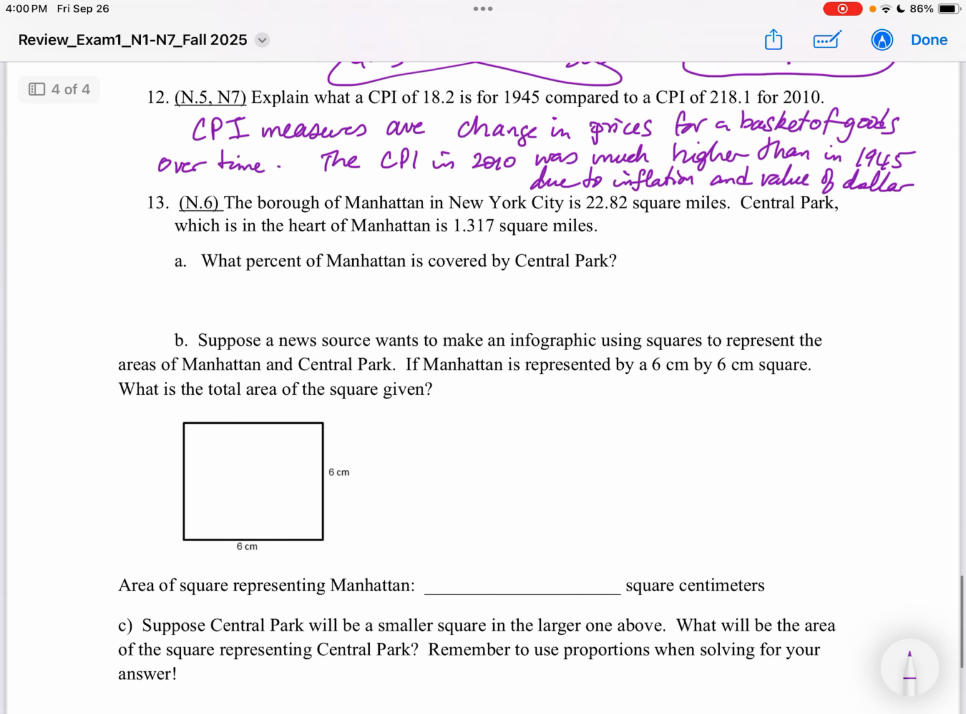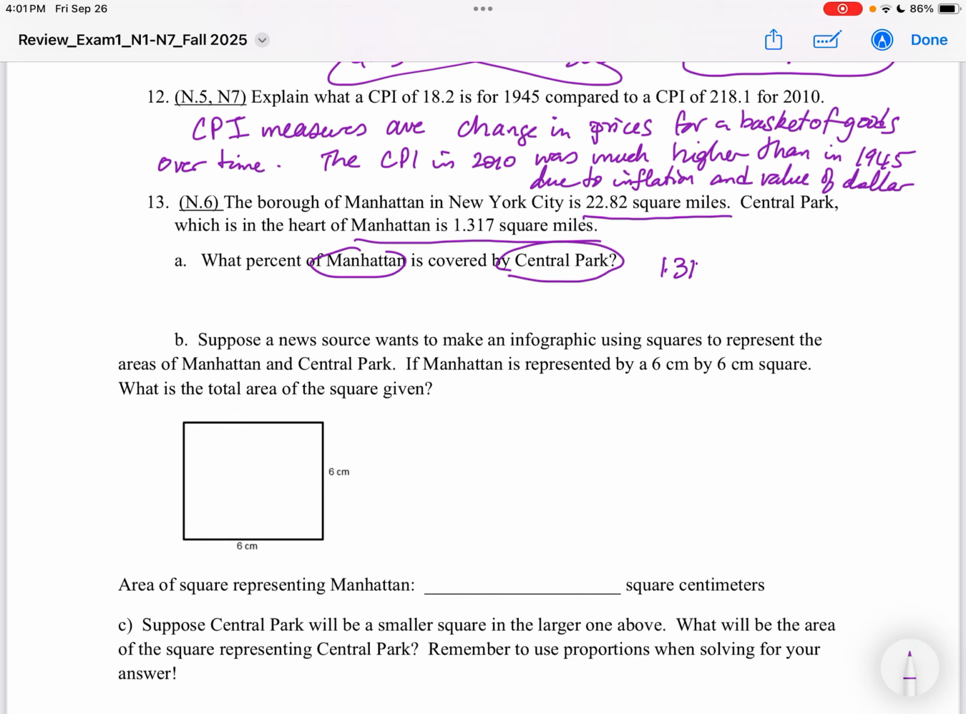All right, last question. This is talking about Manhattan, which is in New York City. Its area is 22.82. Central Park is in the heart of Manhattan. It's inside Manhattan, and it's smaller. So what percent of Manhattan, which is the whole, is covered by Central Park, which is part? So 1.317, part over whole, times 100%. Putting those numbers in, you should get 5.77%. Check it.